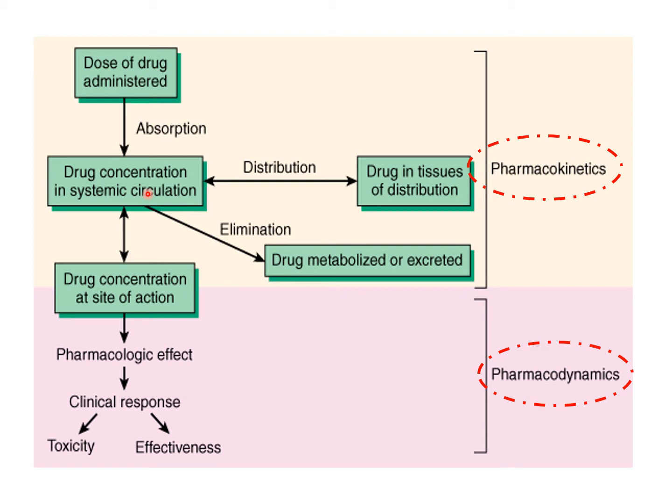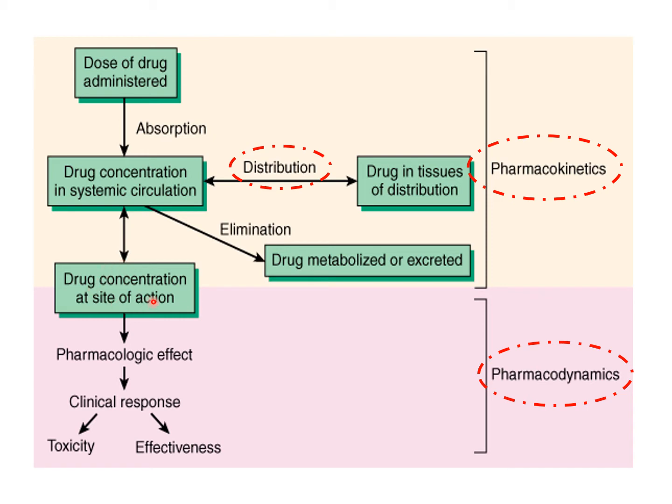In the previous class I told that absorption means from the site of application to the bloodstream or systemic circulation. That process is known as absorption. After absorption, it has to be distributed. That is drug in tissue of distribution. So it has to be distributed all over the body. Then a few amount or few part of the drug concentrates at the site of action.